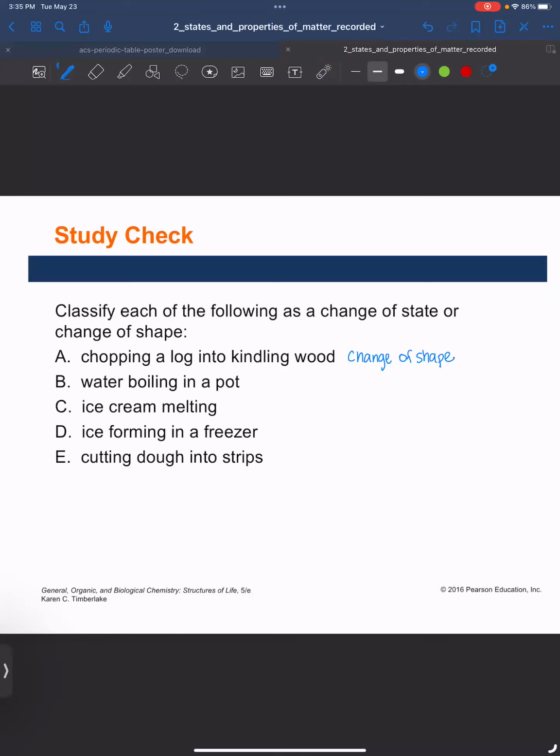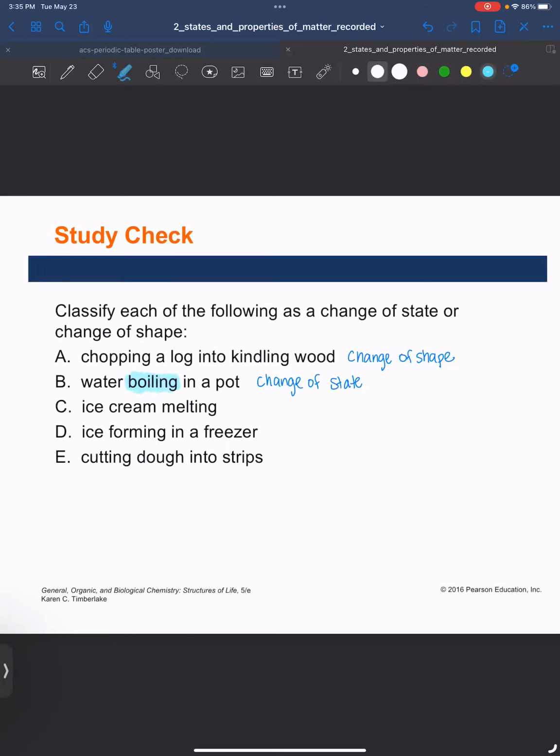Water boiling in a pot. Good. That's change of state. Because water is going from a liquid to a gas. And so the key word that told us that was boiling.